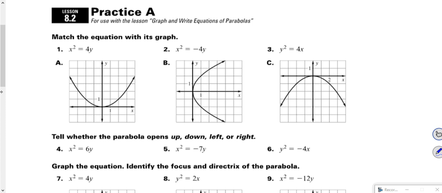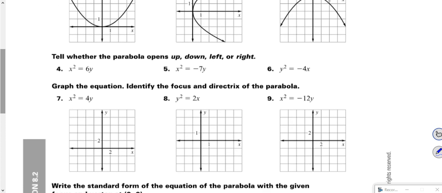Okay, next section. Tell whether the parabola opens up, down, left, or right. So again, let's do 5 and 6 here. 5, it's x squared. X squared is up or down. But because this is negative, it's going to be down. Now, 6 is y squared, which is going to be left or right. So left or right, but again, if it's negative, that means it's going to be left. Okay, I hope I said that enough.